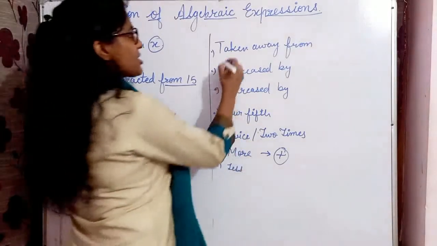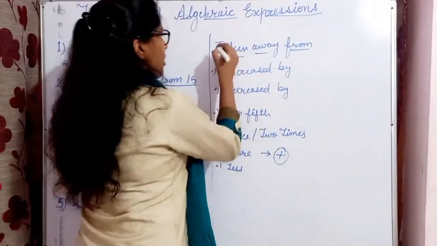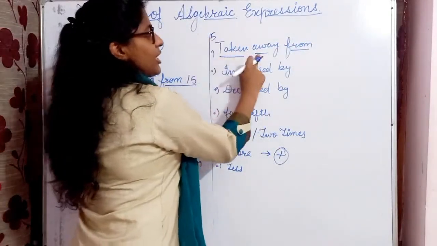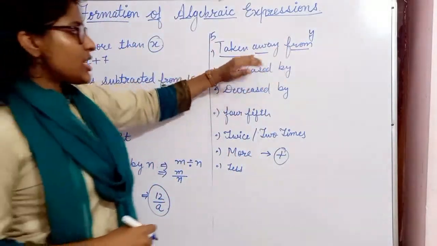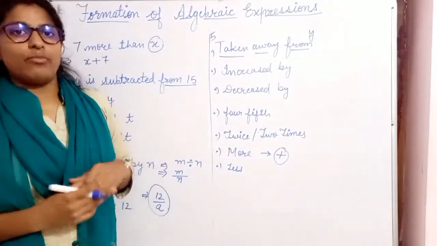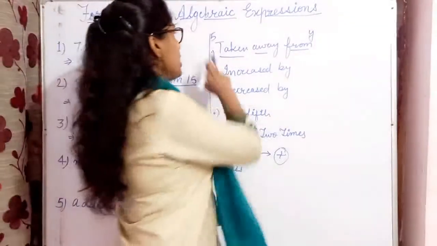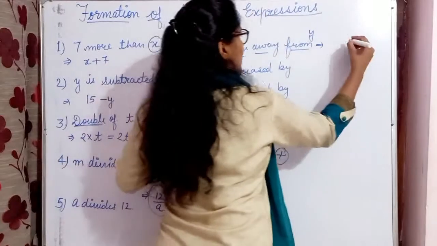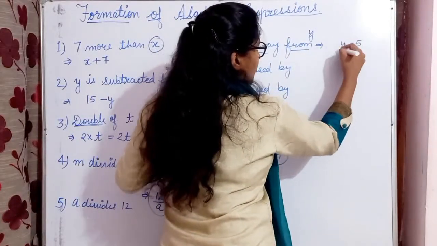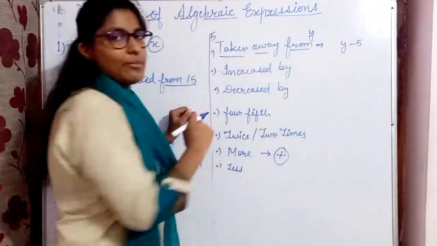Now some more language is given, such as taken away from. 5 taken away from y. Taken away from means subtracted from. So 5 is taken away from y means 5 is subtracted from y.